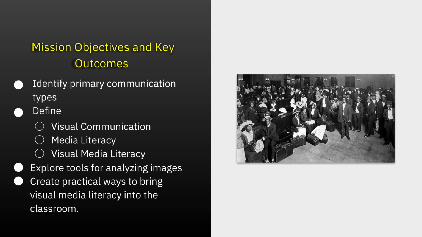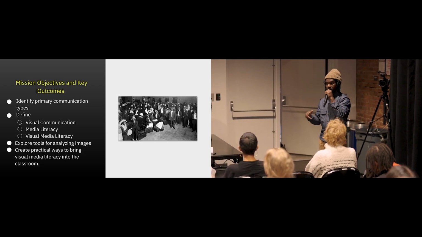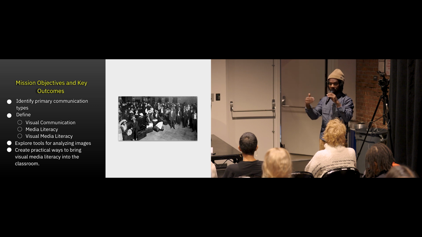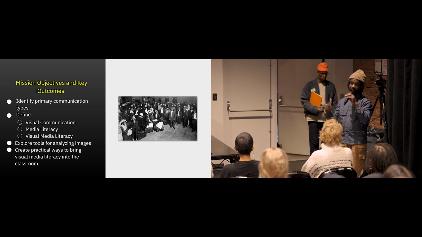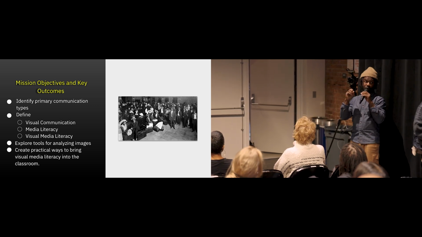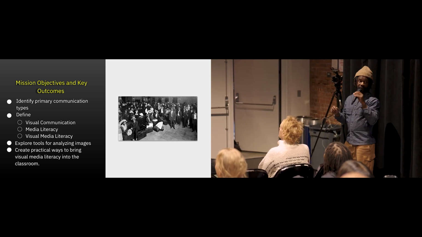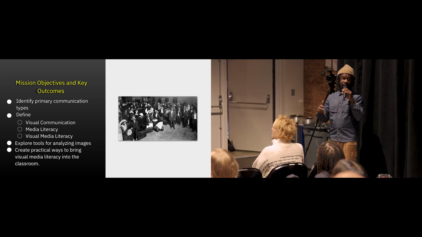And we're going to explore different ways that we can analyze these images as a way to be objective, a way for us to just notice what's going on in the image, and walk slowly away from this "I like it, I don't like it" kind of language that a lot of our young people get stuck in. So that binary language, we want to move away from that. We're also going to create practical ways to bring visual media literacy into the classroom.